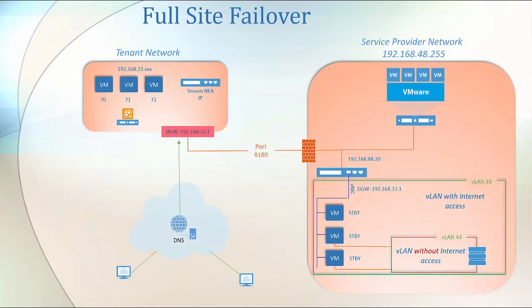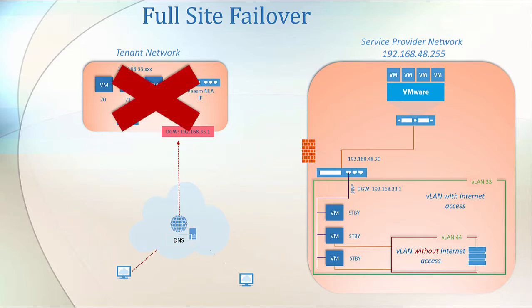The second type of disaster is a full site outage. Let's discuss this type of disaster by providing an example of external users connected to a tenant workload externally. Suddenly, a full site disaster hits the tenant side. All the users connected to the tenant network lose communication with the application or the servers.